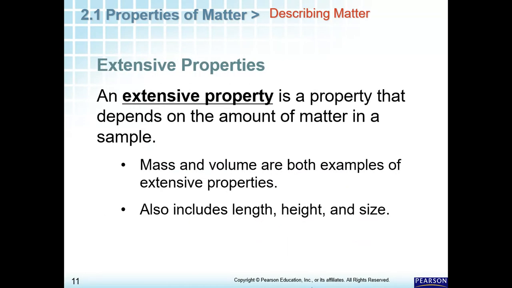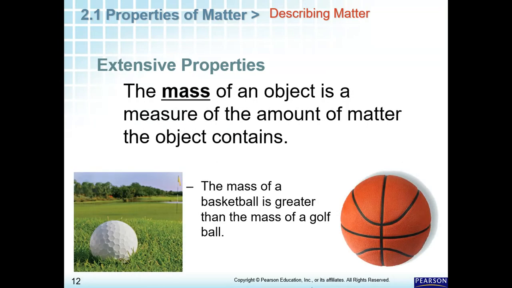An extensive property is basically a property that depends on the amount of matter in a sample. So that's what makes these not as dependable, because they can change. For example, mass can change no matter if I have a small amount of a sample or a lot of a sample. Volume also changes as well. Length, height, and size will all change depending on the amount of sample that I have.